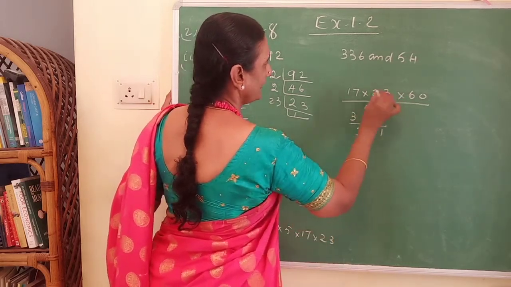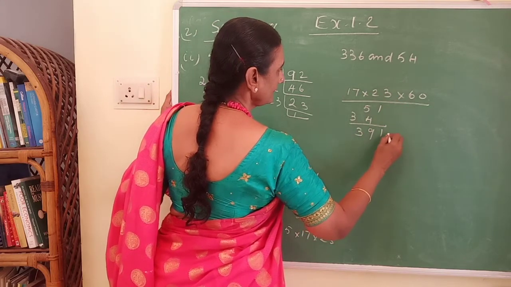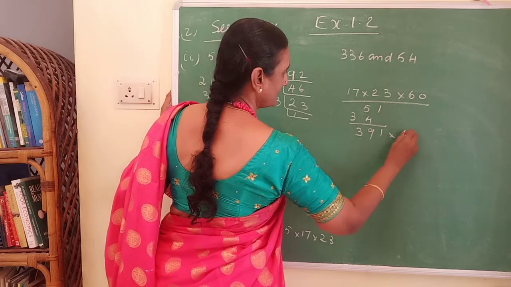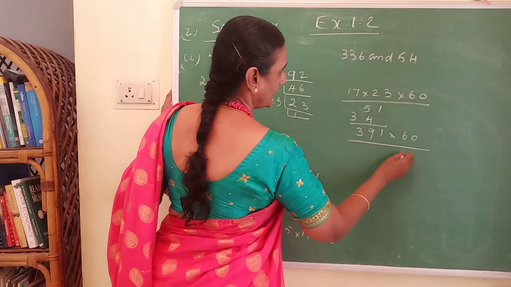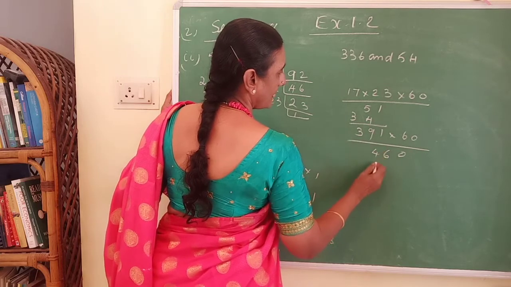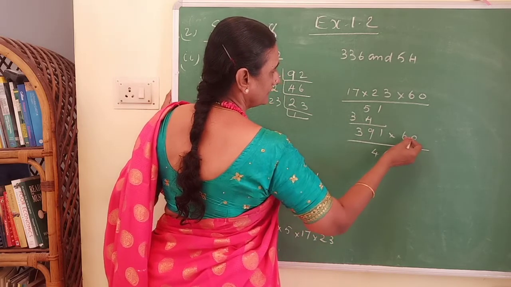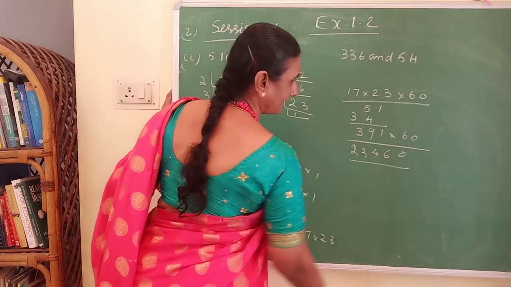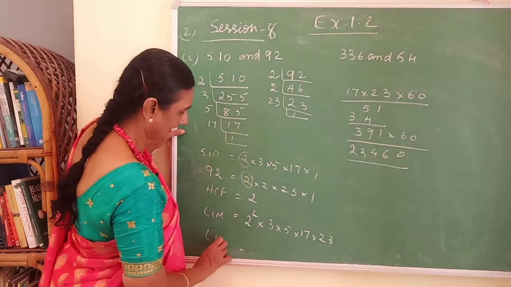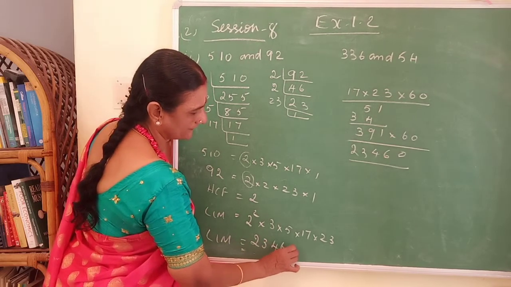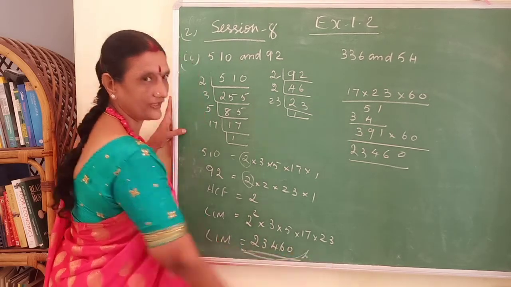Now here we can again multiply by 60. You will get 6, 54, 5 carry over, 3 6s are 18 plus 5, 23. So 23,460 is the LCM of these two numbers. So this is how you should finish.